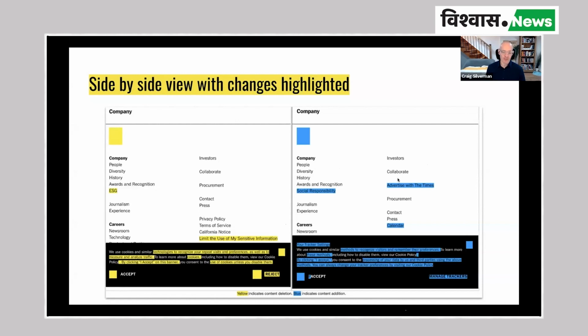And so this is a way, because sometimes we can see a page has changed and we want to understand it. This is a way to compare them and have the Wayback Machine highlight it for us so that it's right in front of us and we can see what's there.